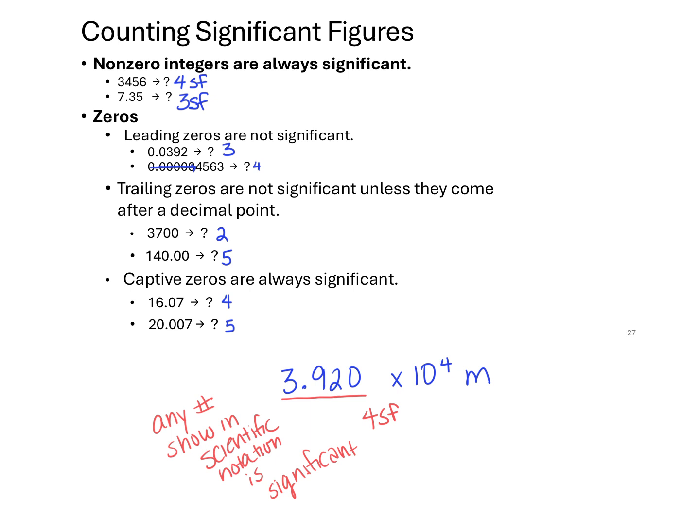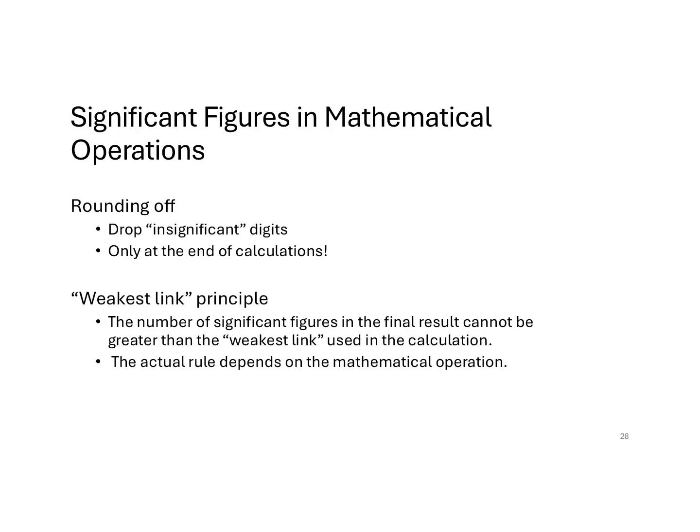Now, when we do math in science, the number that we get after we do math can't be more specific than our least specific measuring tool. And so we have some rules that help us with this. Before we get to the rules, it helps to review some rounding rules really quick. You will end up having to round. This helps us drop insignificant digits, and you only do this at the end of the calculation.